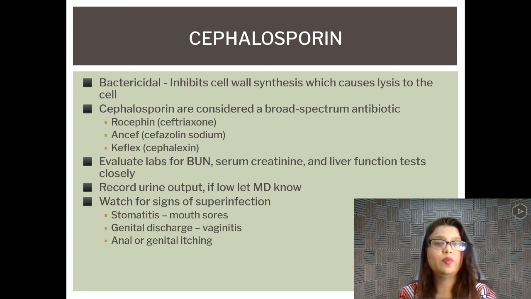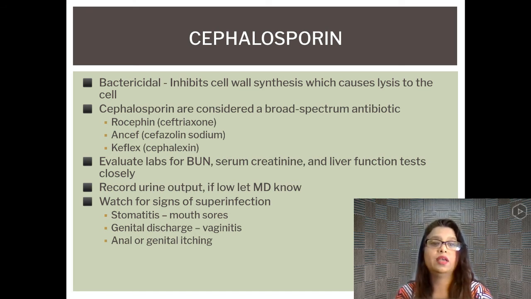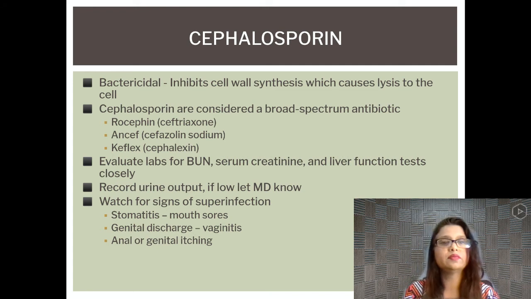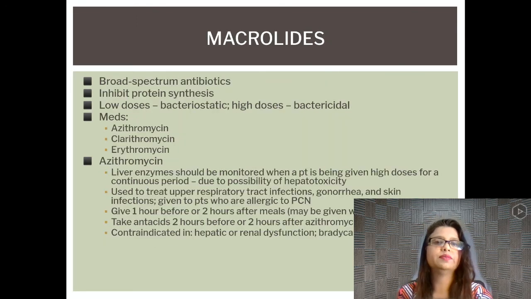Watch for signs of superinfection such as stomatitis. What is stomatitis? Infection, inflammation in the mouth, oral membrane. Genital discharge, vaginitis, which could be because of killing the regular body flora, and anal and genital itching. So those are all just signs of superinfection.